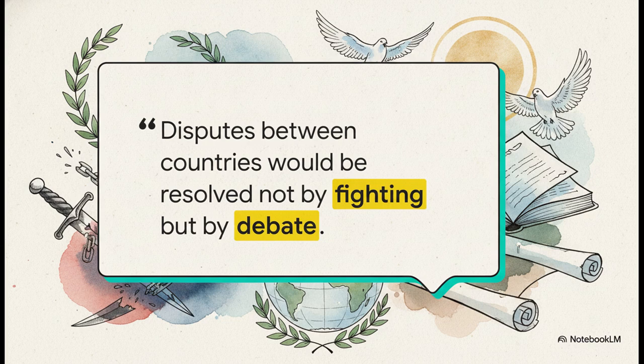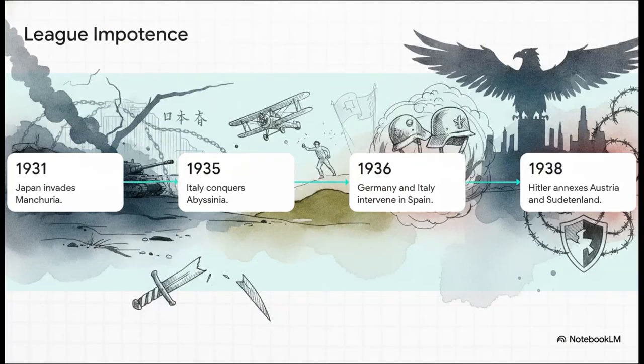The League of Nations was set up with a clear mandate. Disputes would be resolved not by fighting, but by debate. It was a beautiful idea, specifically designed to stop international aggression in its tracks and protect human life from another global bloodbath. But step by step, we see that beautiful idea completely fall apart.